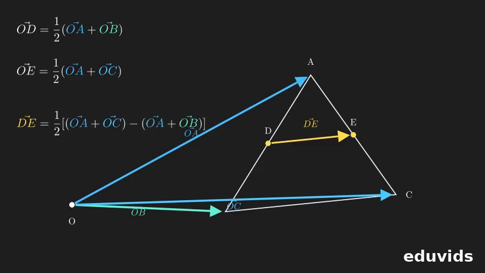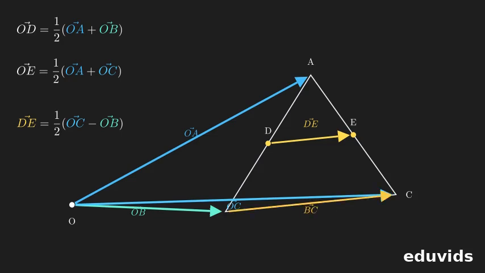We can factor out the 1/2 from the entire expression. So, vector DE equals 1/2 times (vector OA plus vector OC minus vector OA minus vector OB). Notice that vector OA and minus vector OA cancel each other out. This simplifies the expression to vector DE equals 1/2 times (vector OC minus vector OB).